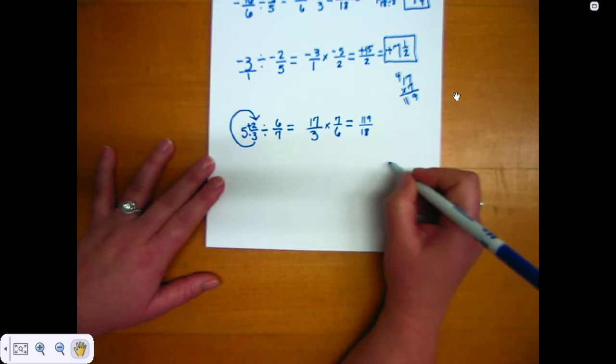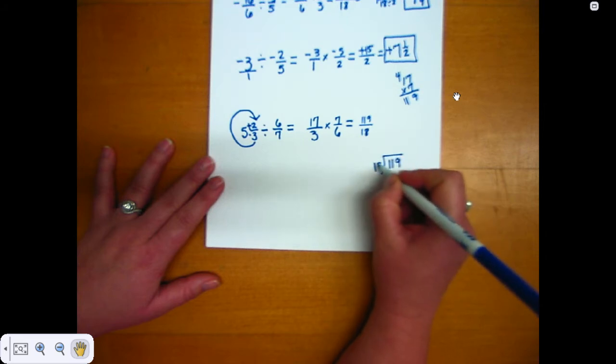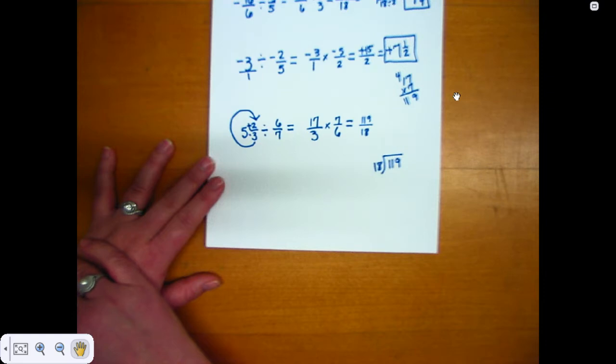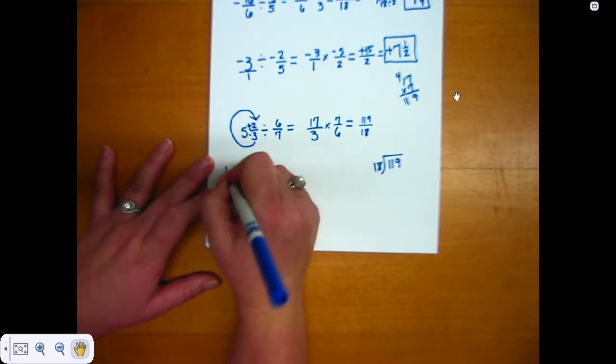So I'm going to come down here and do 119 divided by 18. Let me think. How many times will 18 go into 119? Let's see. I think it's going to be 4. Let's try 4. Let me see what 18 times 4 is.